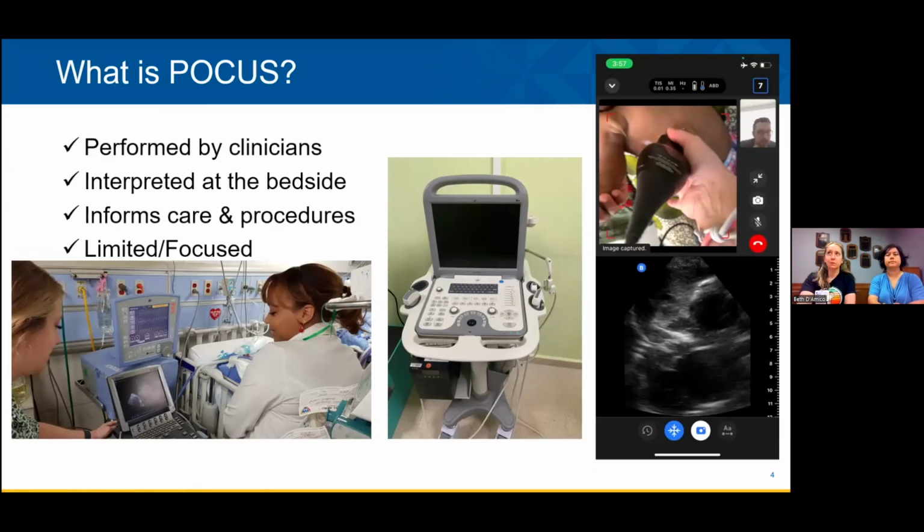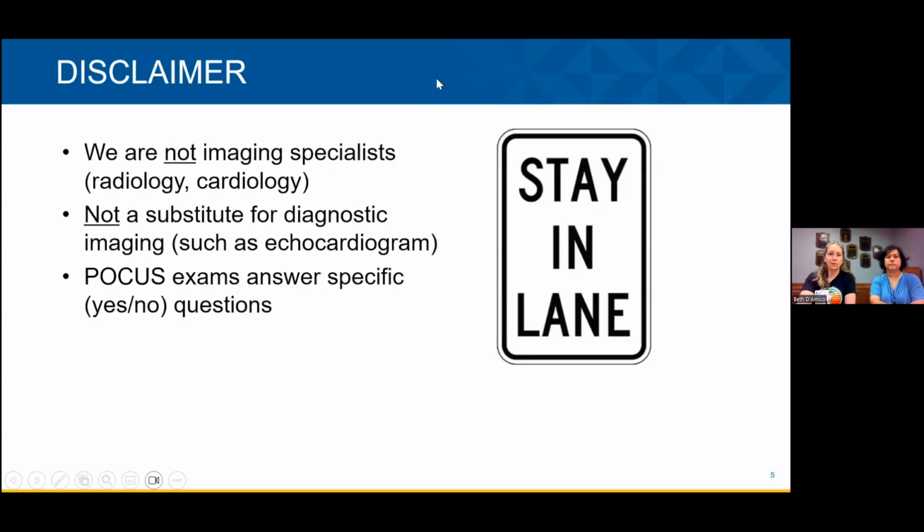So just a reminder for folks maybe that aren't as familiar, what is point of care ultrasound? It is a study that we do as the clinician at the patient's bedside to get immediate information about that patient so that it can help us with management. It helps our procedures with guidance and safety, and it's a pretty limited exam. It's not a comprehensive imaging study. We always remind our trainees to stay in our lane, in that we're not imaging specialists, we're not radiologists or cardiologists, and these aren't substitutes for complete diagnostic imaging, but it does really help us to answer specific questions in particularly emergency settings.